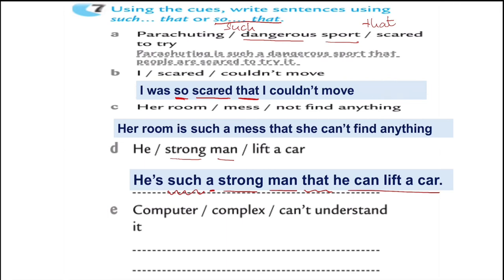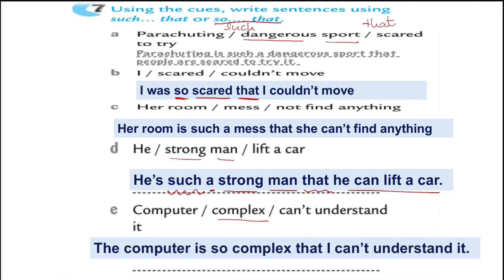The last one we're going to do is E, computer complex, can't understand it. So here we have an adjective only, so we use so, of course. The computer is so complex that I can't understand it. So here we have so, and then the adjective, and then that, like the other example. All right.